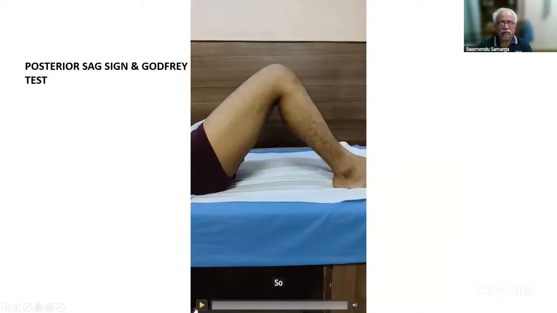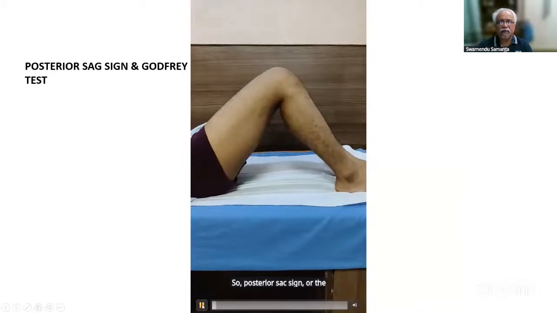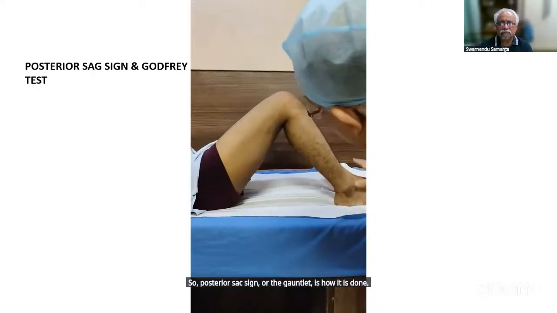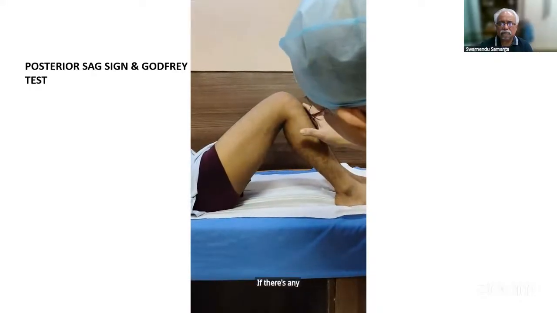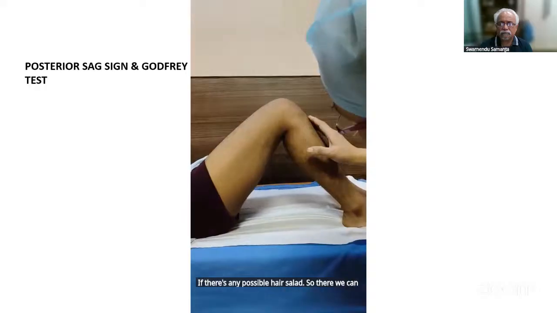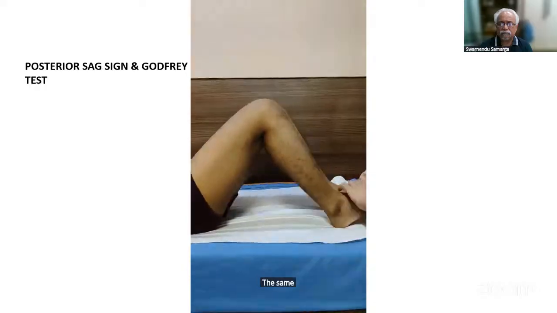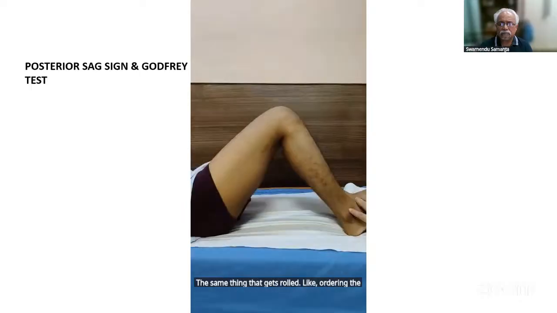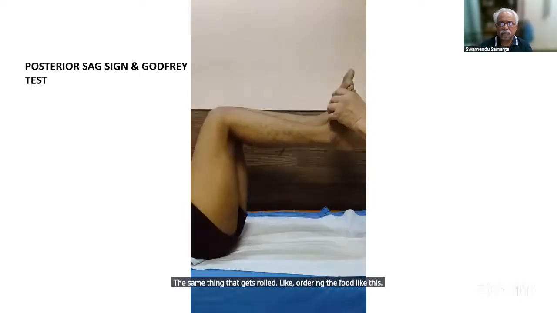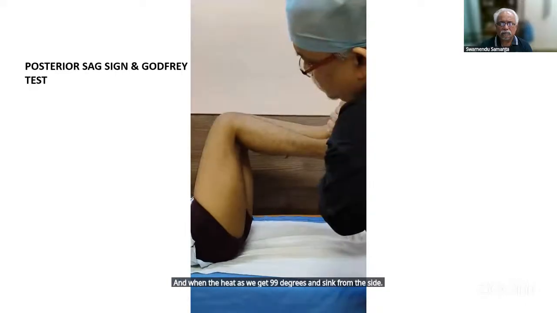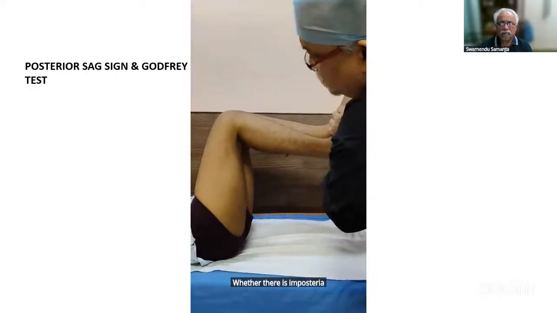So the posterior sag sign or the Godfrey test, how it is done. See this side. If there is a posterior sag, then we can understand there is a PCL injury. The same thing we can do, holding the foot like this and holding the hip and knee at 90-90 and seeing from the side whether there is a posterior sag.